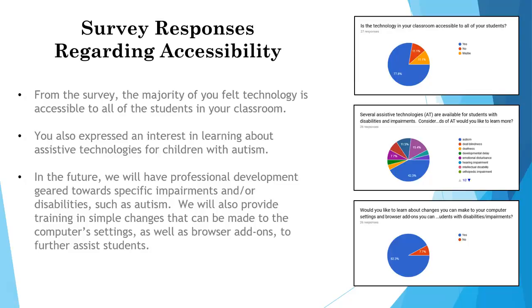These are some of the survey responses you gave regarding accessibility. From the survey, the majority of you felt technology is accessible to all of the students in your classroom. You also expressed an interest for learning about assistive technologies for children with autism. In the future, we will have professional development geared towards specific impairments or disabilities, such as autism.